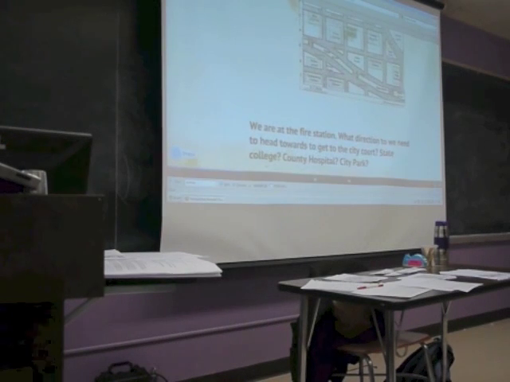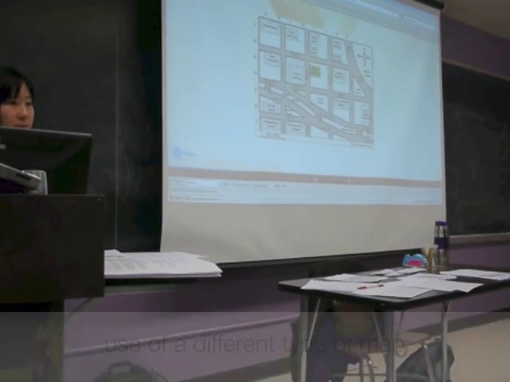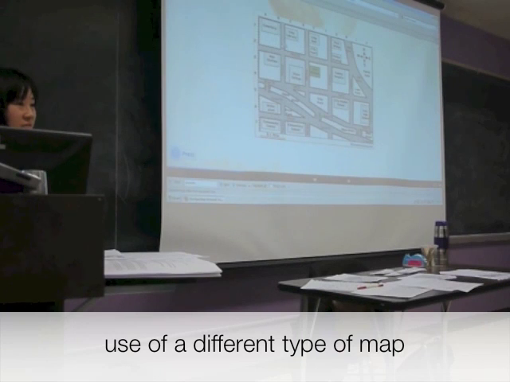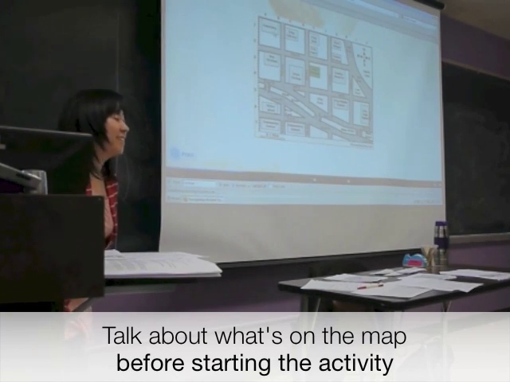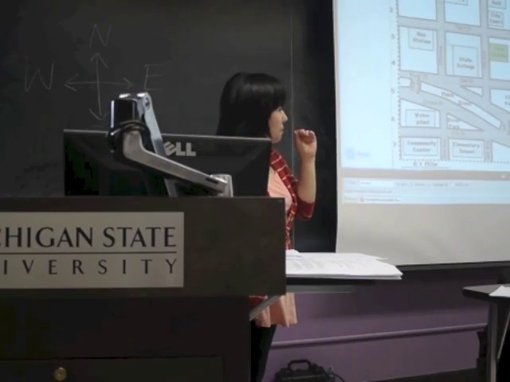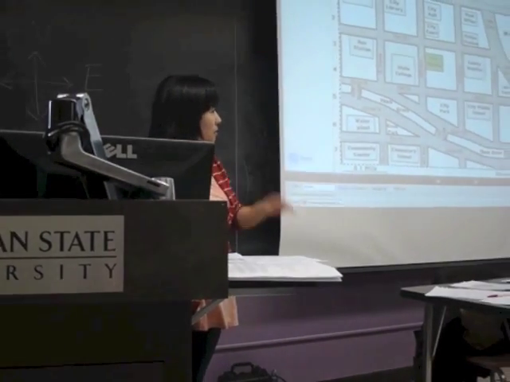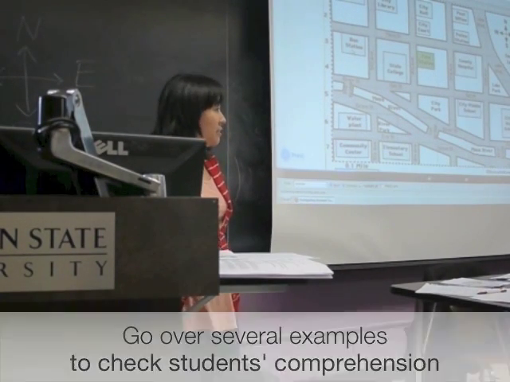So now we have a different map. And we see places. Here we are looking at a different kind of map where there are various buildings and places like a cemetery, fire station, schools, hospital, police station, etc. Before talking about giving directions and using cardinal directions, it is important to talk about the map itself and what we see on the map. Then we can go over where the places are in relation to the fire station. And what about the bus station, Bohyun? It is important to go over several examples with the class and check students' comprehension by calling on them.